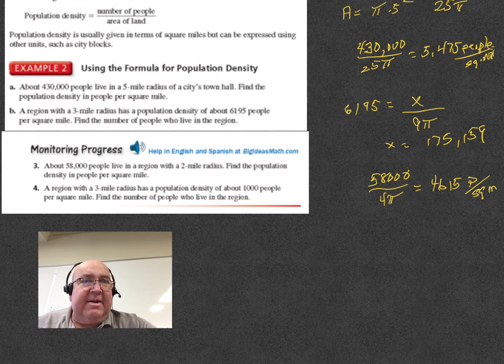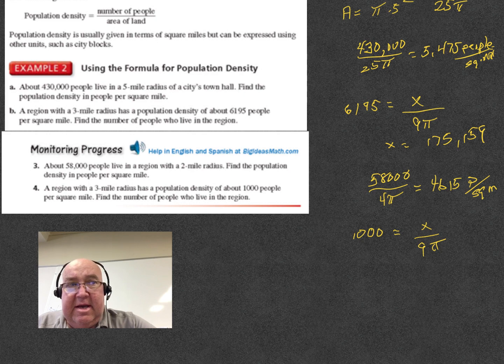We have density of 1,000 people, so we have 1,000 is going to be equal to x over radius 9 pi, and multiply our x value is going to be about 28,274 people.